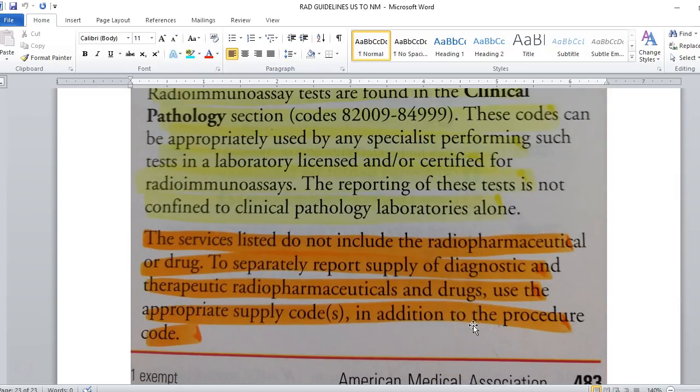I didn't put this picture in, but I want to say one more thing about nuclear medicine before we go. Page 486 has our cardiovascular system, and it says myocardial perfusion and cardiac blood pool imaging studies may be performed at rest and or during stress. When performed during exercise and or pharmacologic stress, the appropriate stress testing codes from 93015 to 93018 should be reported in addition to these codes.